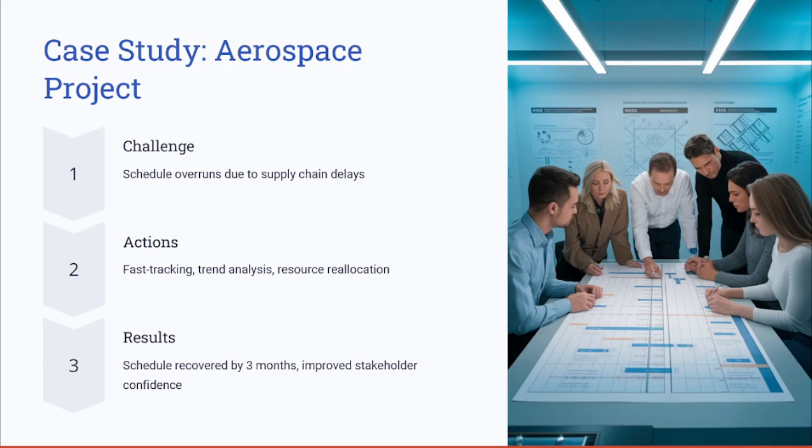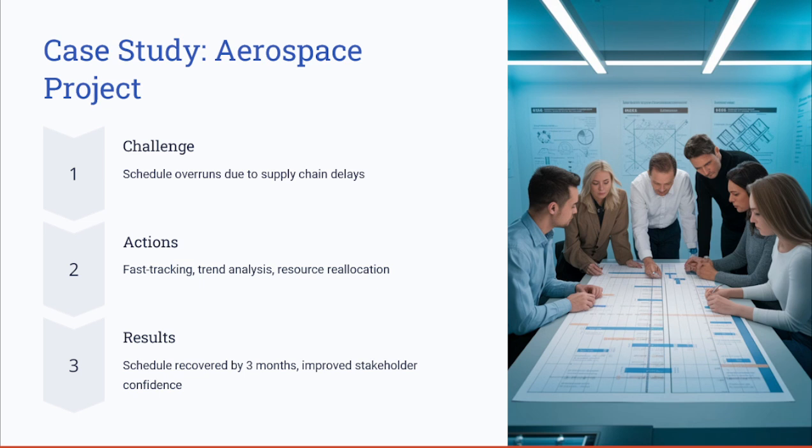Let's have here a case study of an aerospace project. Let's say an aerospace company developing a satellite faced schedule overruns due to supply chain delays. Remember that after we have covered that, we have schedule overruns or schedule delays. Now we need to take corrective actions, and these corrective actions can include applying schedule compression using the fast tracking technique, and also using trend analysis to predict the future risks and the future delays.